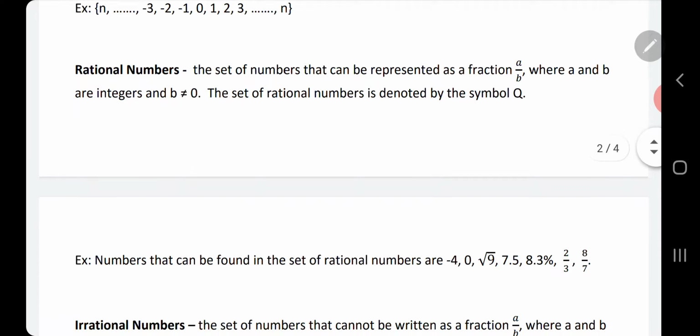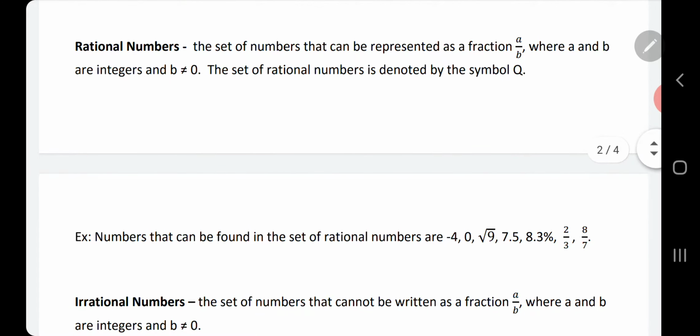Rational numbers. They're the set of numbers that can be represented as a fraction, a over b, where a and b are integers, and b is not equal to 0. Of course, b cannot be equal to 0 because we cannot divide by 0. The set of rational numbers is denoted by the symbol Q.